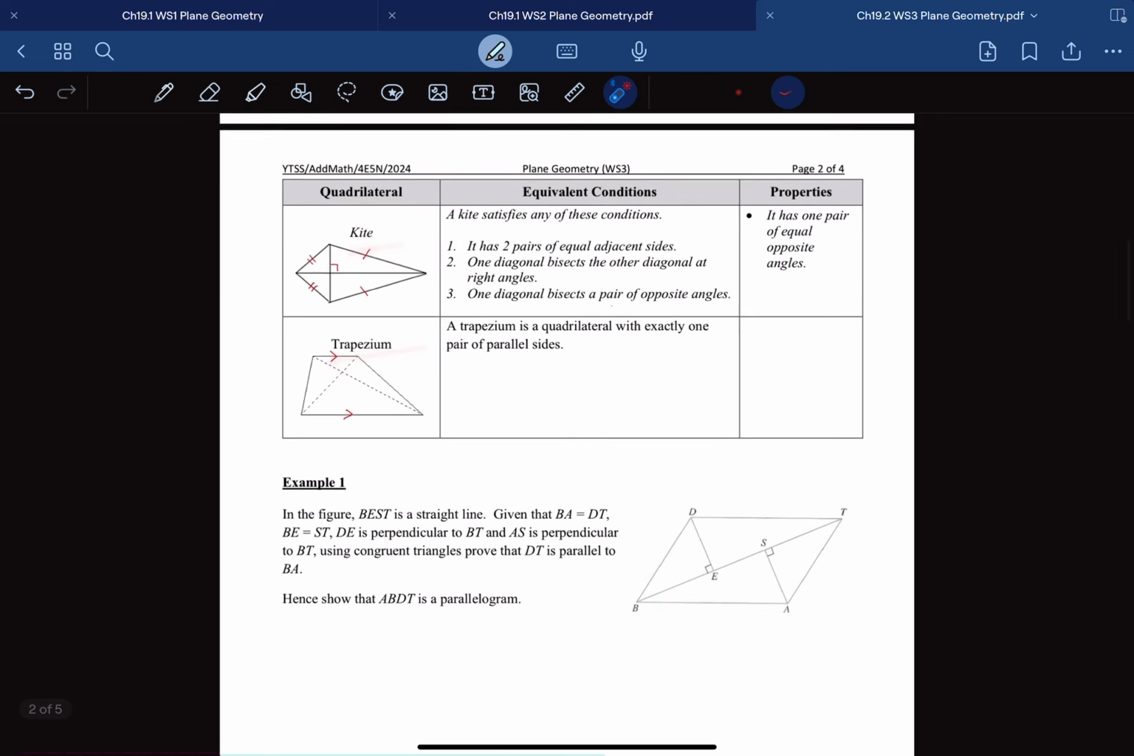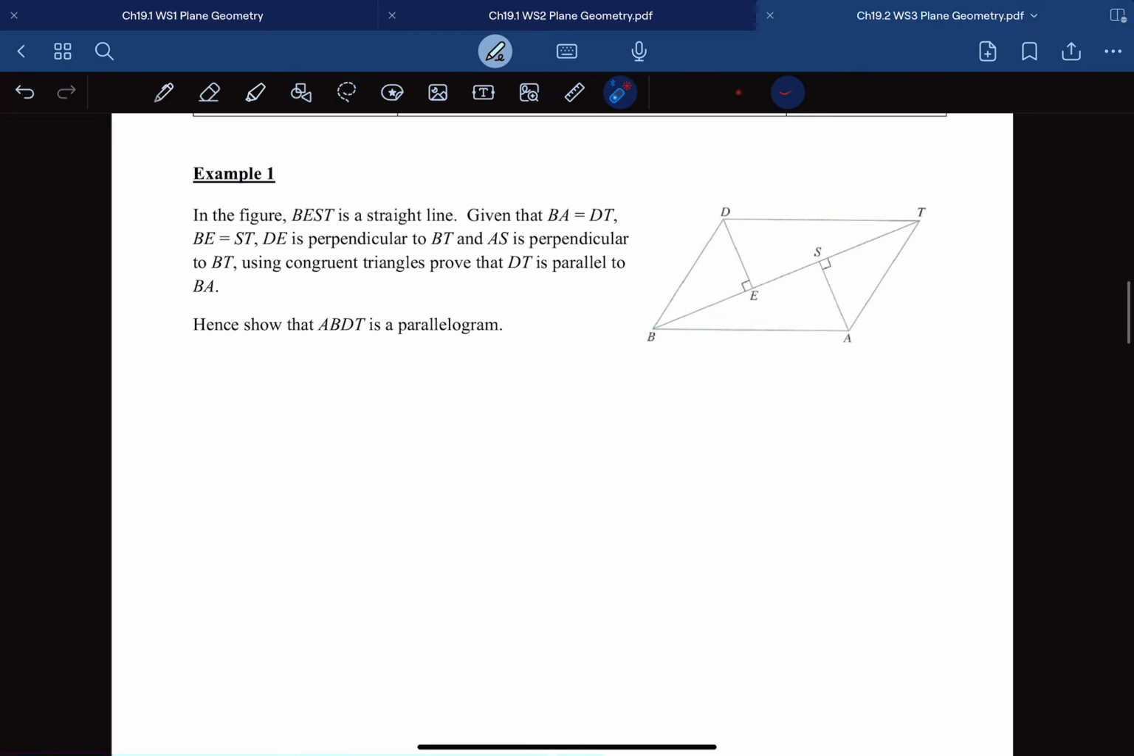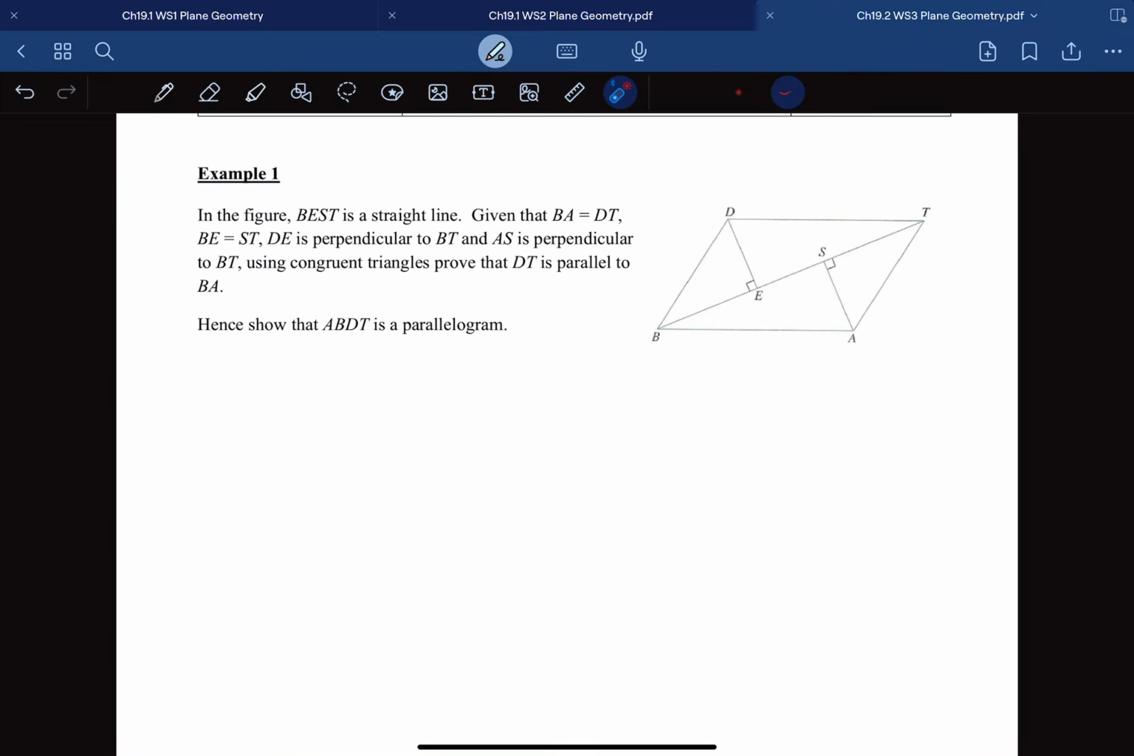or trapezium. I will go into example 1 directly to show how I show that this shape ABDT is a parallelogram. Let's look at example 1 after you have read through all the different properties of what makes these different quadrilaterals the certain shape that we call them. So let's start with example 1.